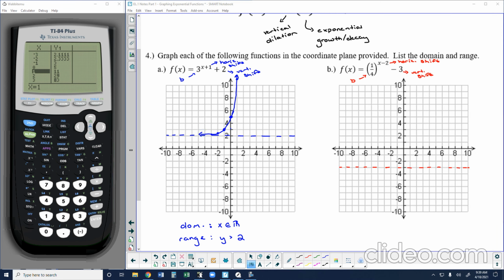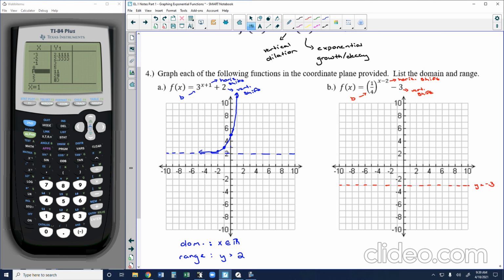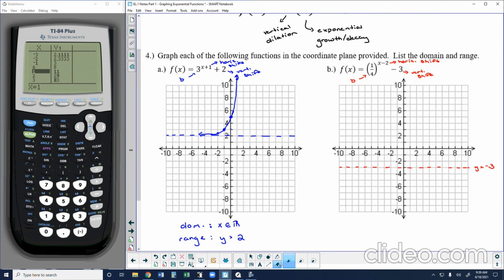So I'm going to graph this line in here, this dashed line for my horizontal asymptote. That's y equals -3. Now, all of these graphs have an origination point that starts at 0, 1 before transformations. So I'm going to start here at 0, 1. I'm going to shift that down 3 and to the right 2. And now I have my new origination point for the graph.